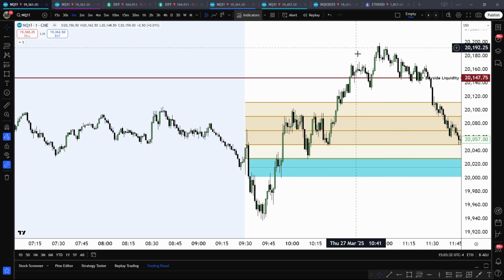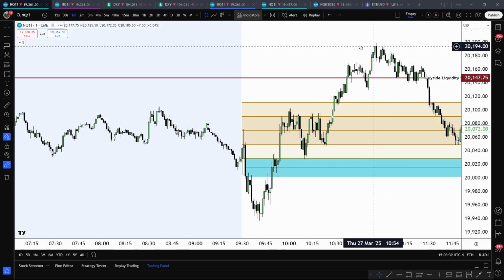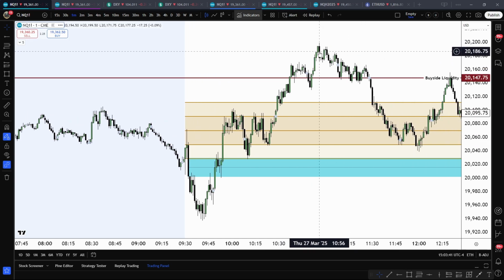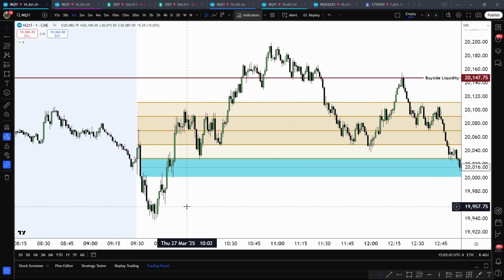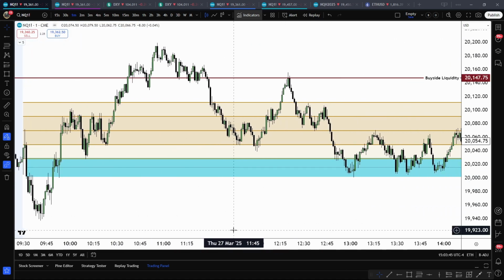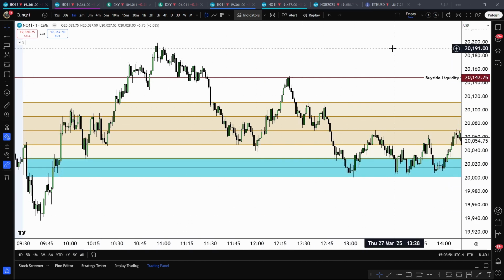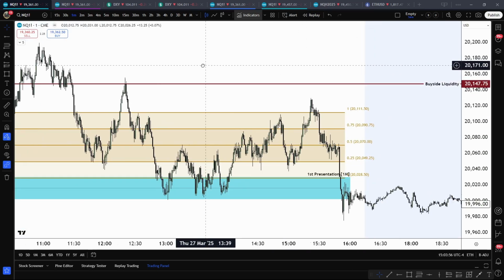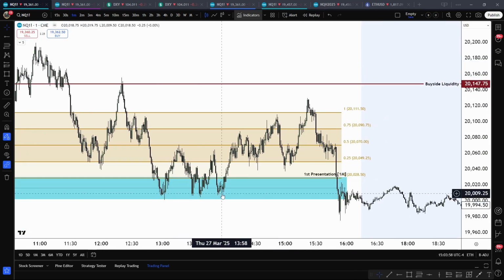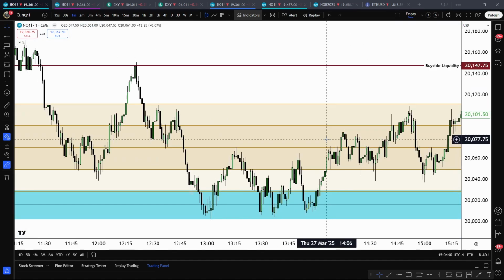After that, 11 a.m. came along, we created the macro over here, we created the high 4 minutes prior to 11 a.m. Between 11:30 and 13:30 p.m. you can expect a retracement, which happened over here. Return back to the first presentation and note what happened during the PM session.